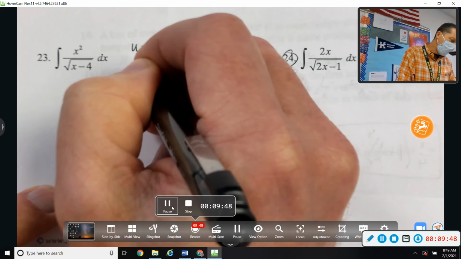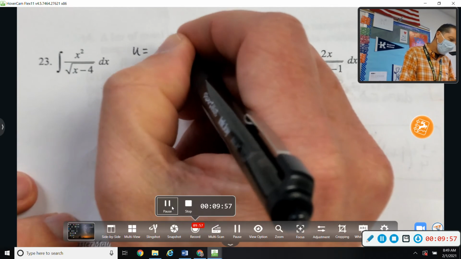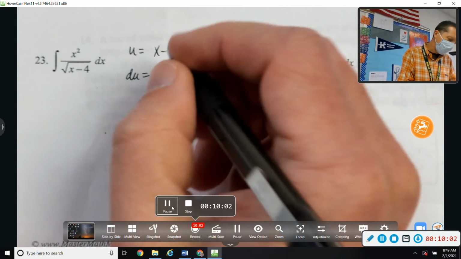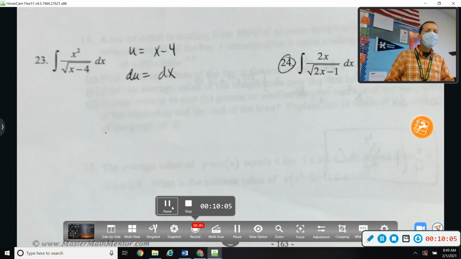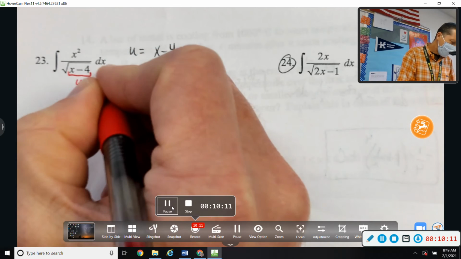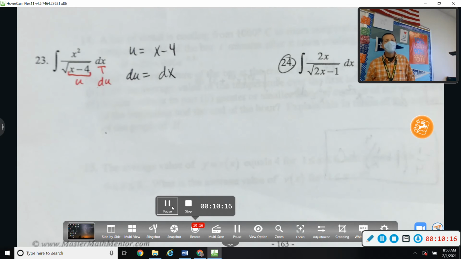All right, so what do you think for u? X minus 4. I think so. It doesn't directly fix our numerator problem, but it at least gets the square root to something simpler. du is dx. Okay, so progress, I guess. So I have the denominator fixed and the dx fixed, but there's still an x squared up there. It'd be nice if I knew what x was equal to, so I could replace x squared with something in terms of u.